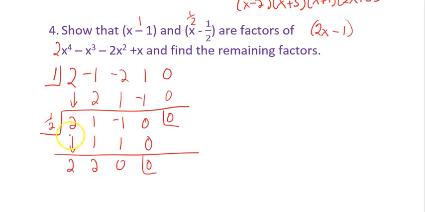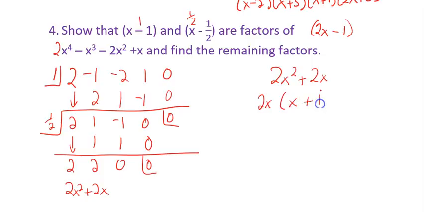That leaves me with these coefficients, and I have to see what power I'm on. So I started with an x to the 4th. The first time I did synthetic division, I would be down to x cubed. The second time I would be down to x squared. So this will be 2x squared plus 2x plus 0. I'm not going to worry about that so much. I'm going to think about how I would factor 2x squared plus 2x. There's a GCF of 2x. If I take that out, I have x plus 1.